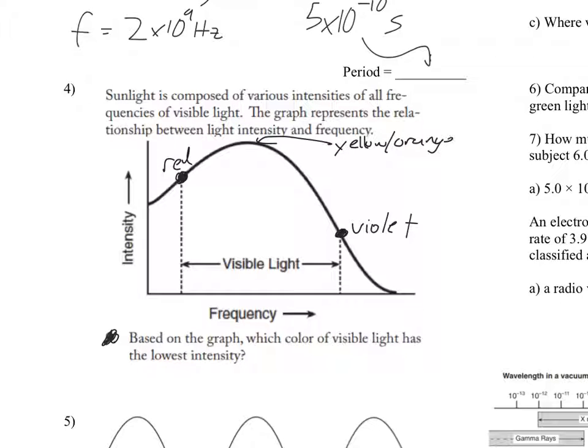Now that should make sense to us that that's the most intensity because our sun kind of looks like a yellowish orange color. So which one has the least intensity? That would be violet. Notice how it has the lowest amount of intensity. Intensity is on the y-axis.